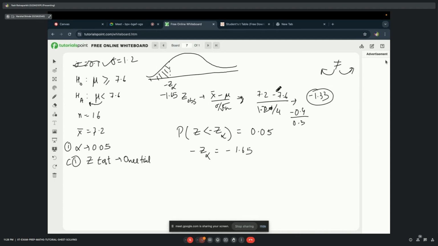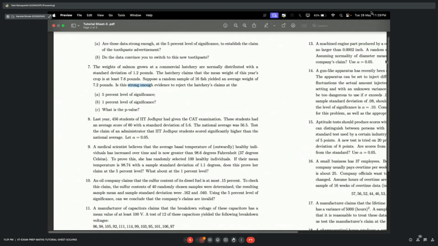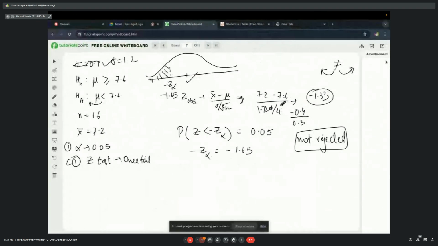And my observed point, is it lying on the left side or right side? Right. Perfect. So it is not rejected. Correct or not? Correct. So I can say that for the first case, my data is not strong enough to withhold the claim. Now for case number 2, it is 1% level of significance.